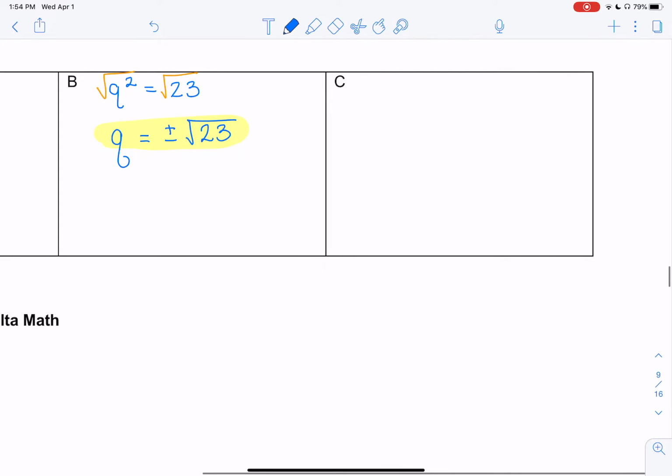Coming to question C, I have w squared equals 14. If I square root both sides, I get w equals plus minus the square root of 14. That cannot break down any further. So I leave it just like that.